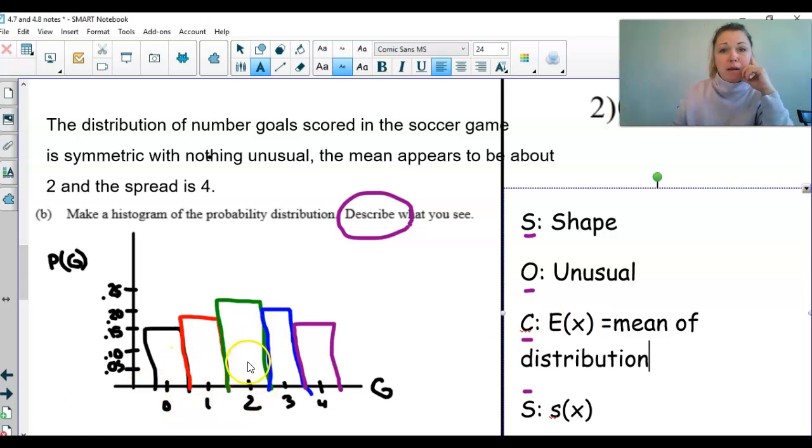Why did I estimate it about 2? Well, it's pretty symmetric. So it looks like that center is about 2. Again, we'll confirm that here in a second.